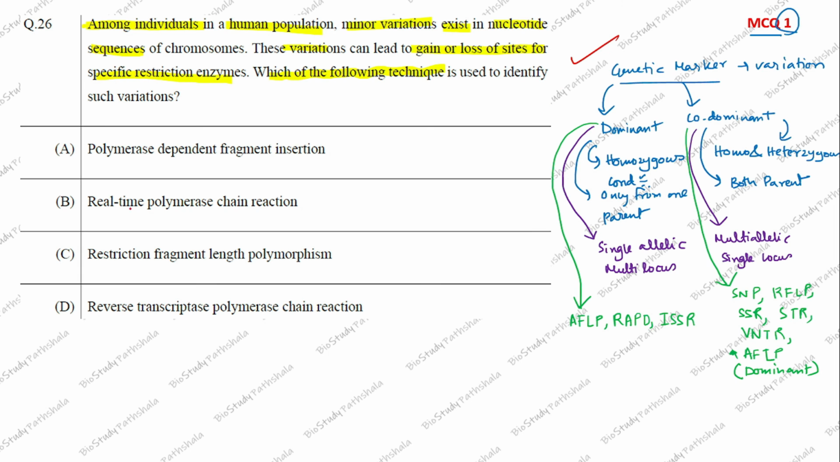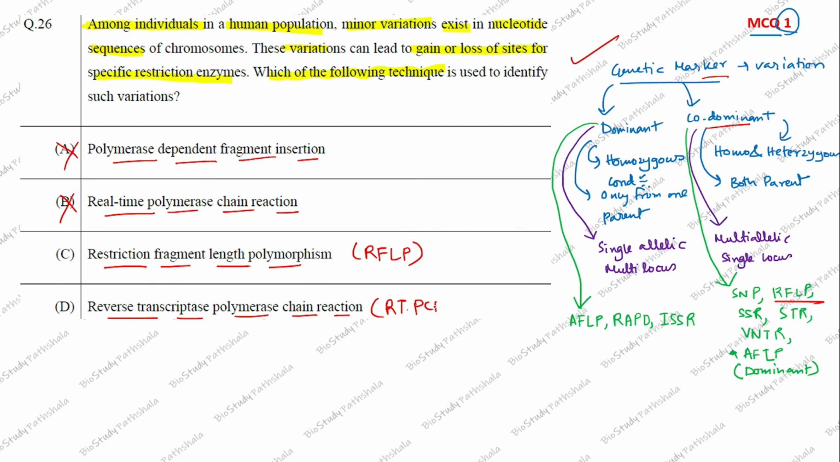So according to this table, polymerase dependent fragment insertion will be wrong. Real-time polymerase chain reaction, this is again wrong. Restriction fragment length polymorphism, that is RFLP, is included in codominant genetic markers. And the last one is reverse transcriptase polymerase chain reaction, that is RT-PCR. It is again wrong. Real-time polymerase chain reaction is quantitative PCR, that is qPCR. So the right answer will be option C, that is restriction fragment length polymorphism, RFLP.